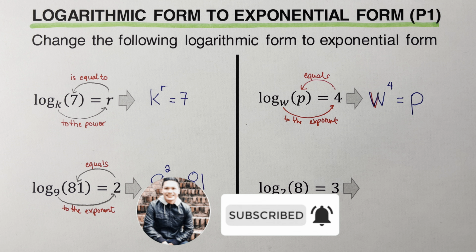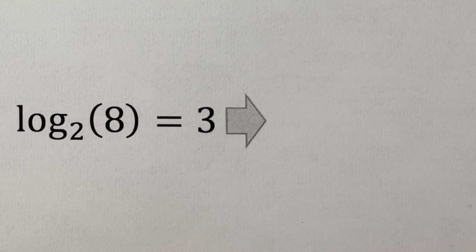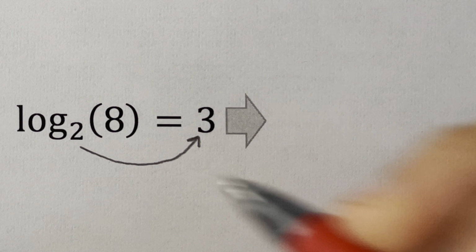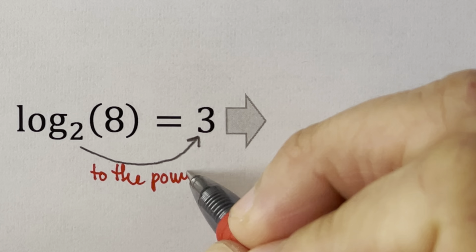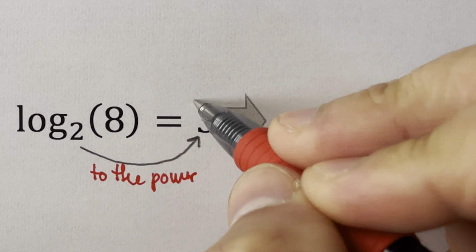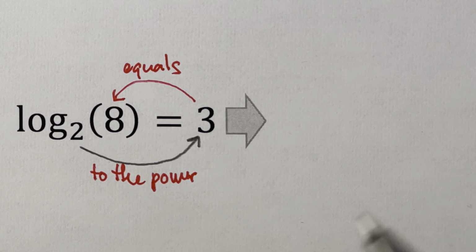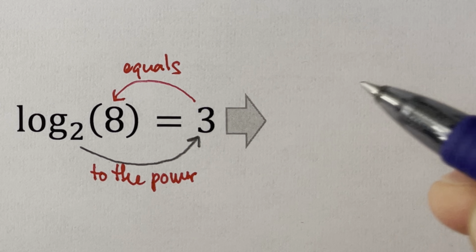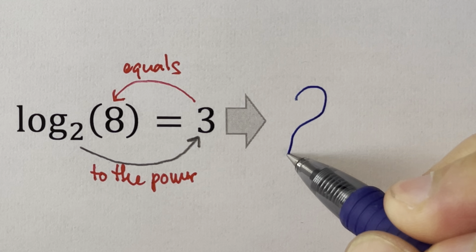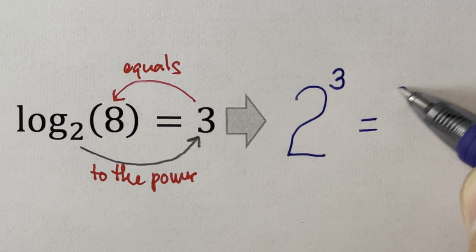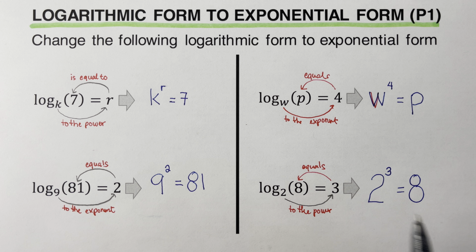Now let's move on to the last one here. So again, we say 2 to the power 3, and that equals. So we can rewrite this to its equivalent exponential form. That would be 2 to the power, or exponent, 3 is equal to 8. And that makes sense because if we multiply 2 three times, 2 times 2 times 2 is 8.